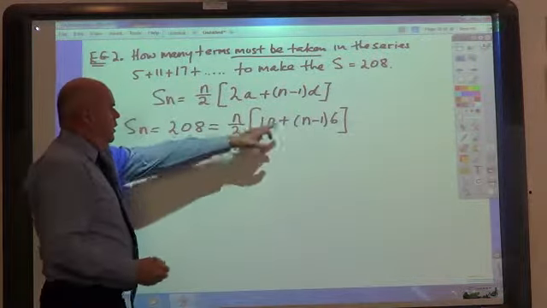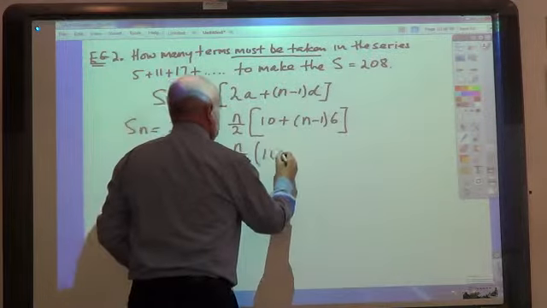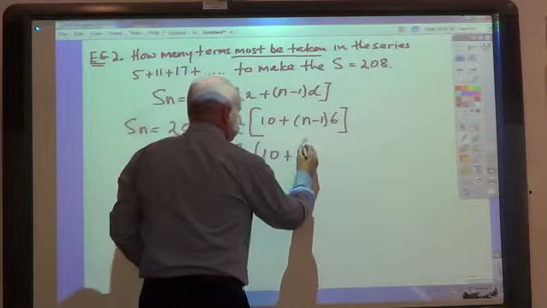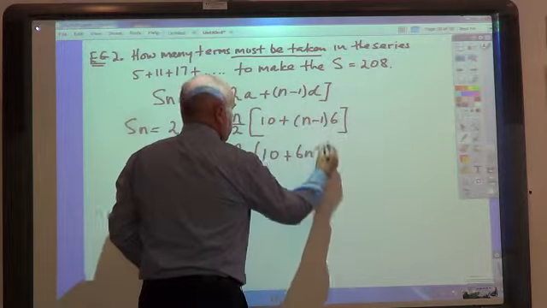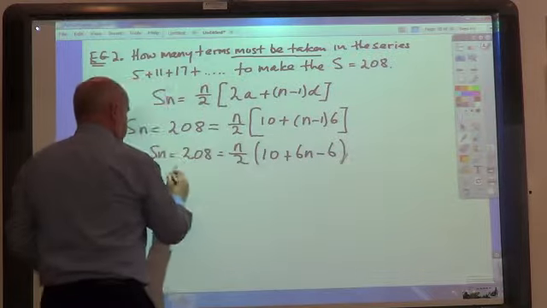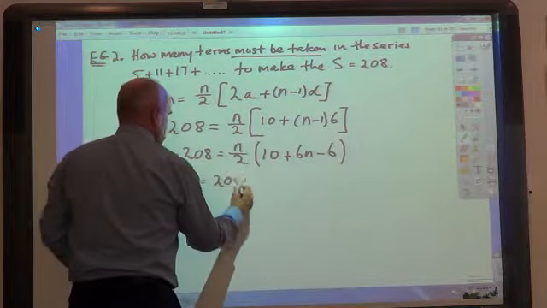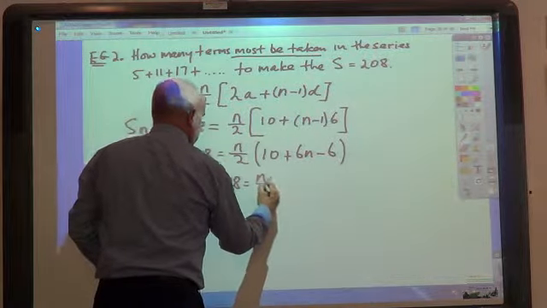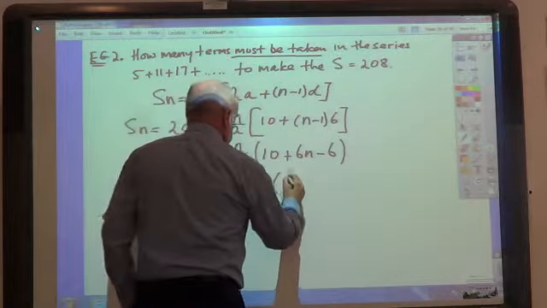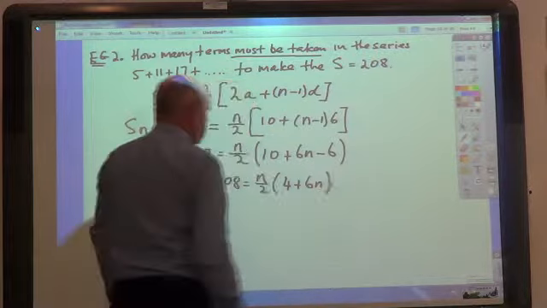Let's just see what's going on in here. So I'm going to get rid of my square brackets. I'm going to have 10 plus 6 times n is 6n, and then minus 6, isn't it? Okay. And so the best I can do at the moment is to say that 208 will equal n over 2. What have I got here? 4 plus 6n.